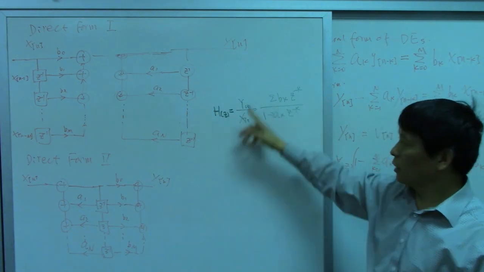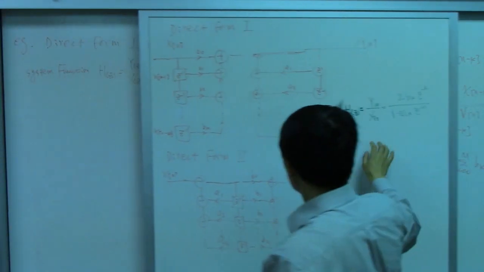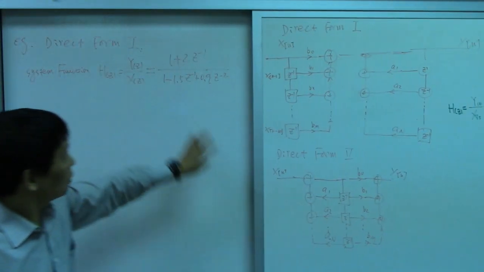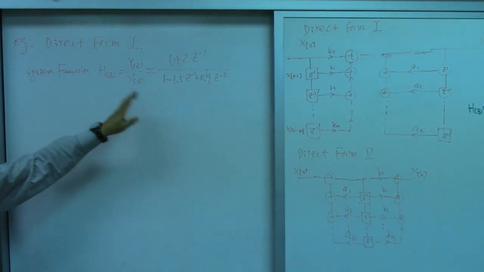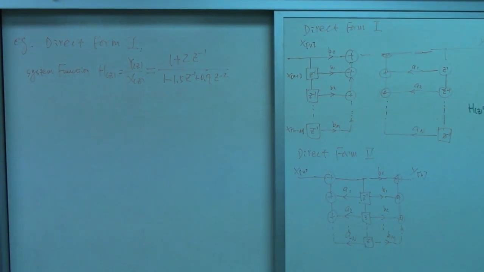So now we are given this. So look at this transfer system function compared to this. You know what are the coefficient Aks, what are the coefficient Bks. You can discuss, right? Yeah.